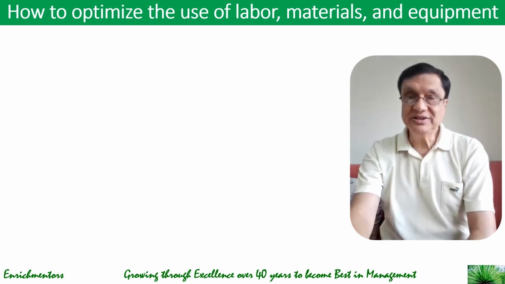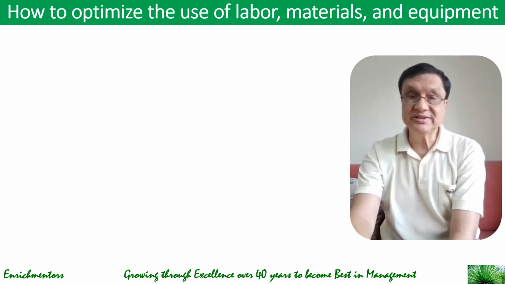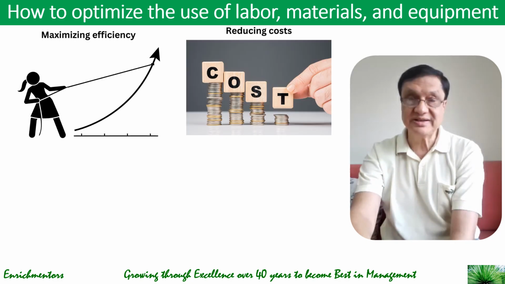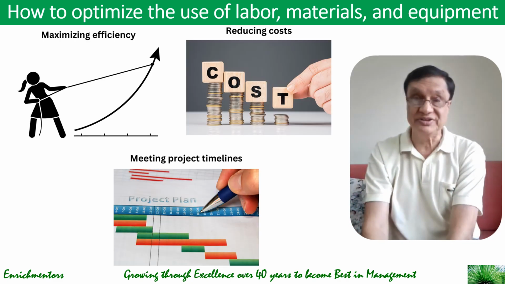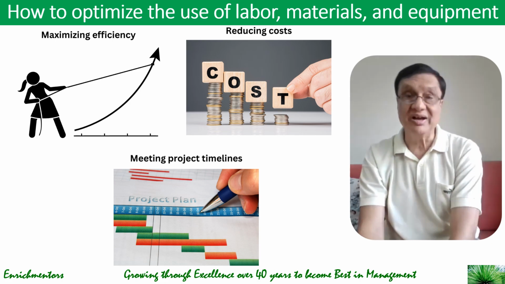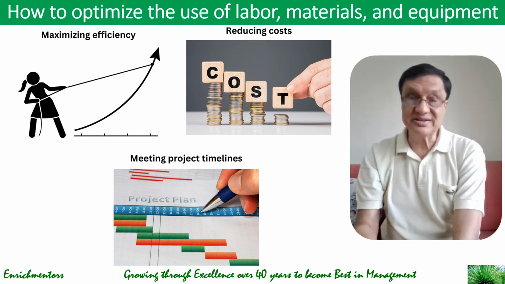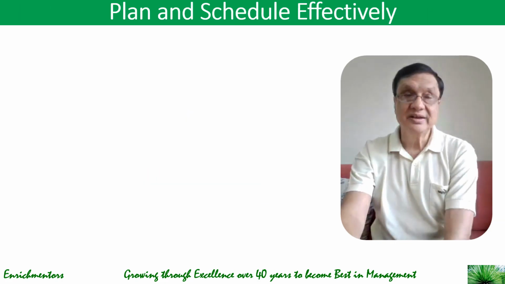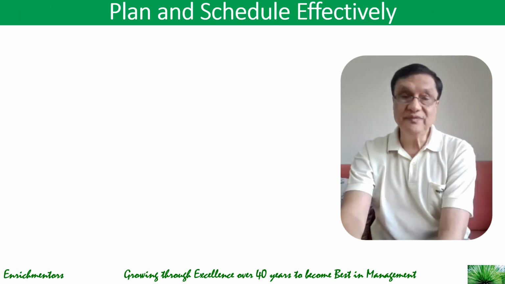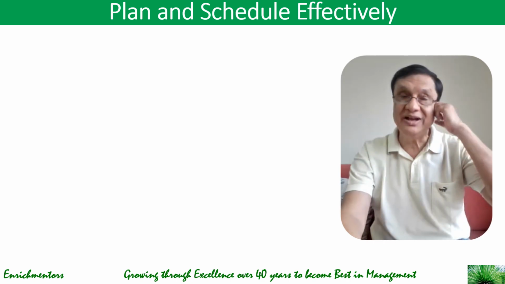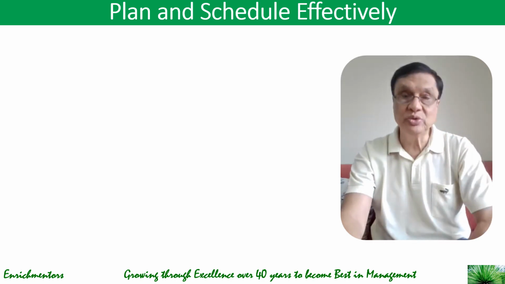See, optimizing the use of labor, materials, and equipment is essential for maximizing efficiency, reducing cost, and meeting project timelines. Three key objectives that you have, right? And how can you achieve these things? Let us take a look at them. So, for each of the resource types, labor, material, and equipment, you need to plan and schedule effectively. Now, what can you do?